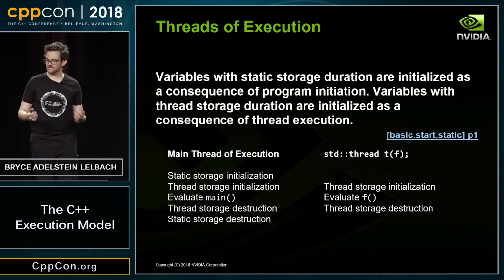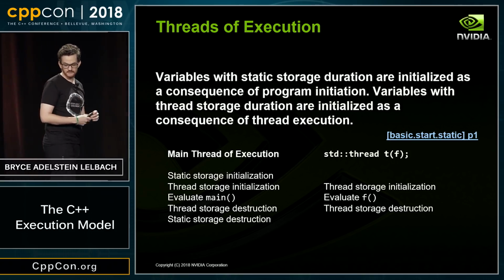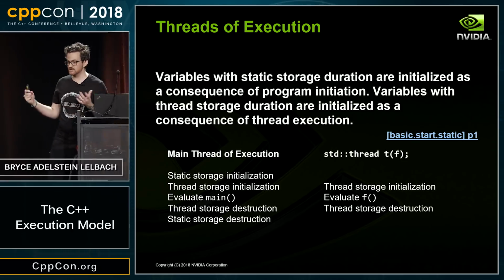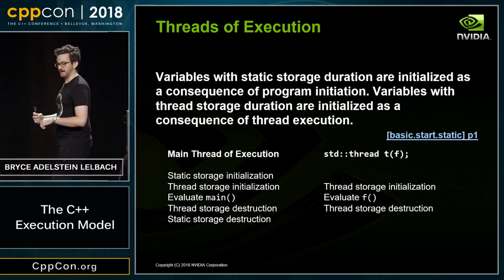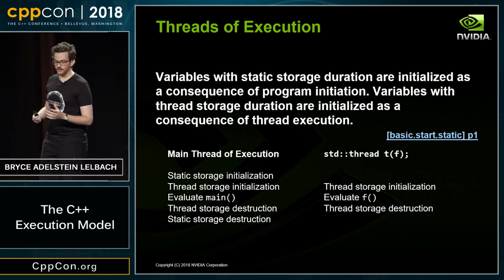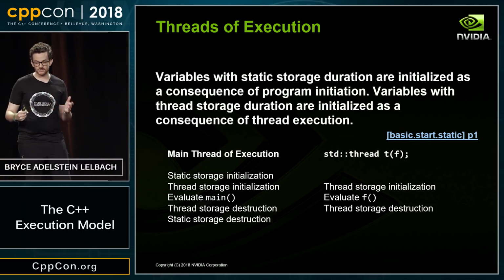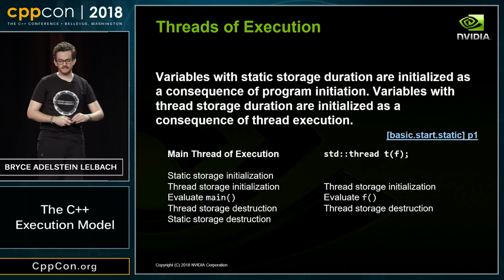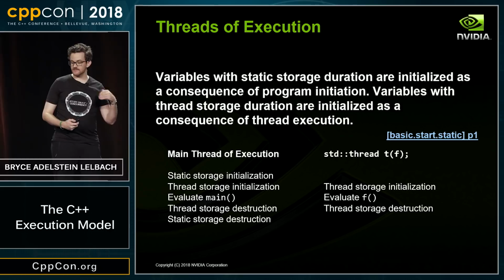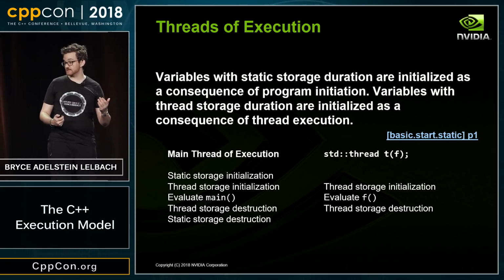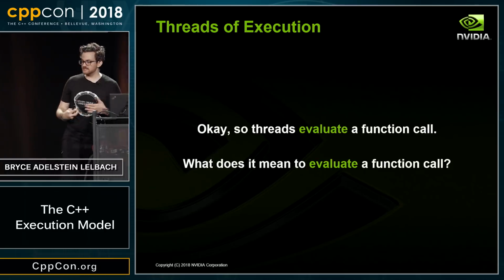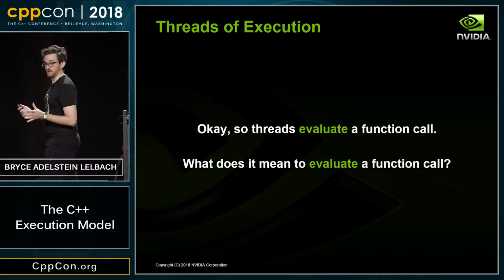Now, there's also some initialization that happens here. For the main thread, static storage duration objects are initialized before the evaluation of that thread's function and destroyed after that evaluation completes. And for all threads, thread local storage is initialized before the thread function is evaluated, and after it is evaluated, the thread storage duration objects are destroyed for that thread. But I still like to just think of them as threads evaluating a function call.